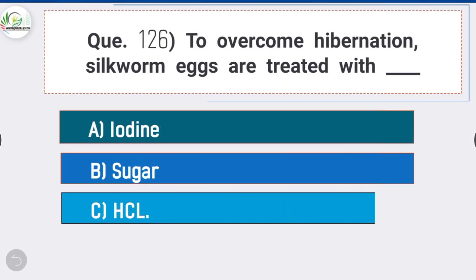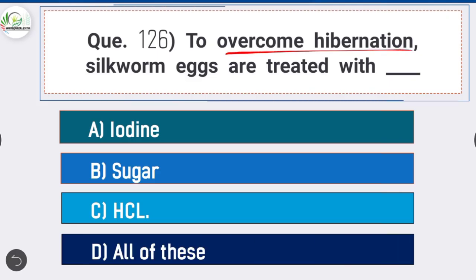Question number 126. To overcome hibernation, silkworm eggs are treated with, and the correct answer is option C, HCl. To overcome hibernation, silkworm eggs are treated with HCl, or hydrochloric acid.